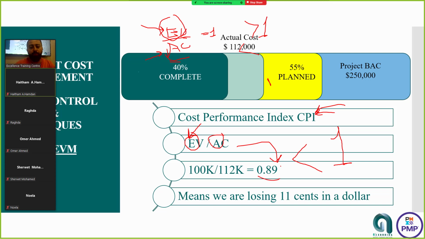Say the number is 0.89 and it's less than 1, then it is negative, which means that you are losing the difference from 1, 11 cents, in each dollar that you are spending. It's clear?